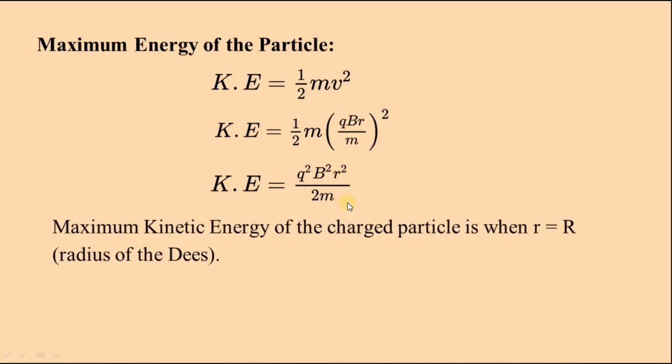Now the kinetic energy is maximum when the charged particle is moving along the circumference of the Ds. In that case, r becomes capital R, which is the radius of the D. Therefore, the maximum kinetic energy KE max is equal to q square B square capital R square by 2m.